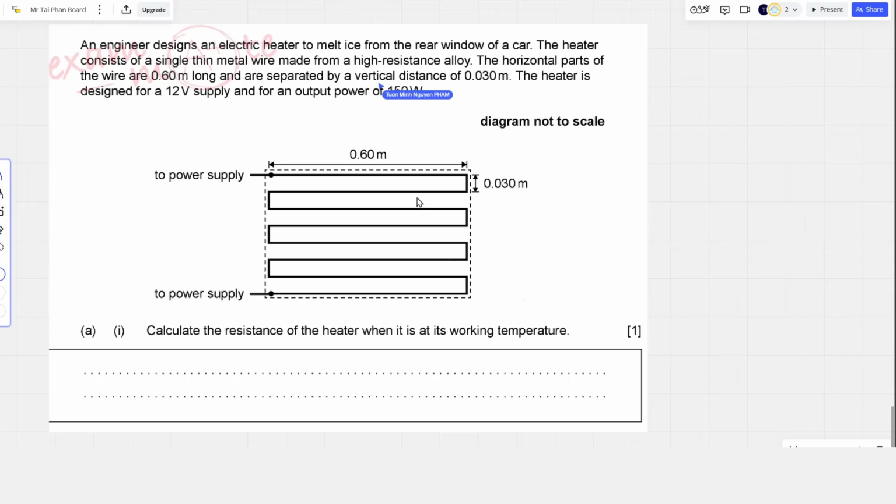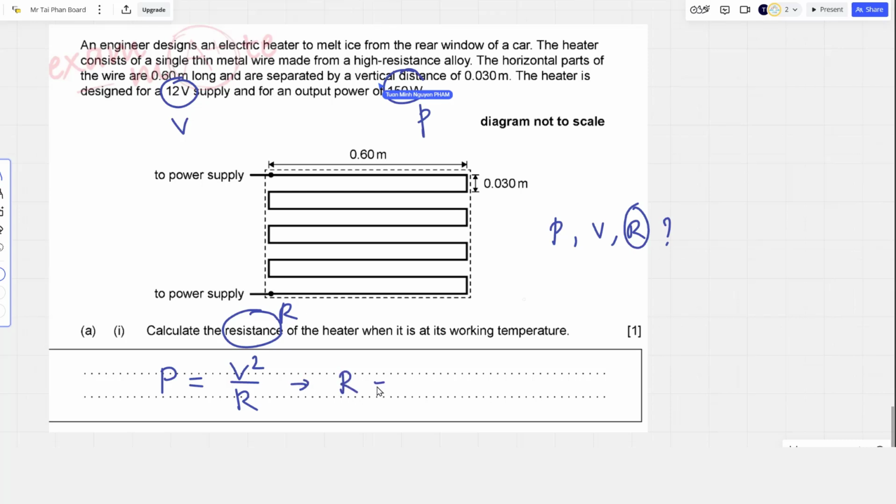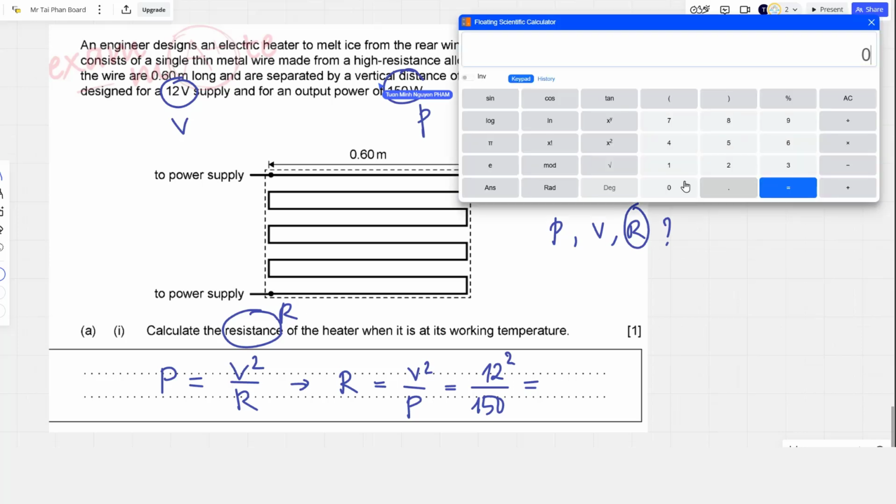Okay, the formula. In this problem we have power, this is the voltage, and they ask for resistance R. We look for the formula that relates the three: P, V, R. To find R, the formula is P equals V square over R. So to find R, we just take V square divided by P: 12 squared divided by 150 watts. 12 squared is 144, divided by 150 is 0.96 ohms. It's called ohm, but written as omega, capital omega.